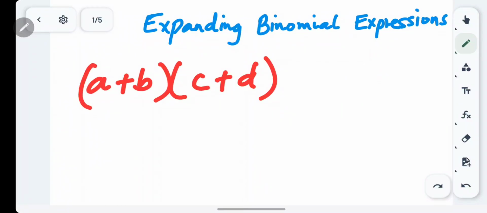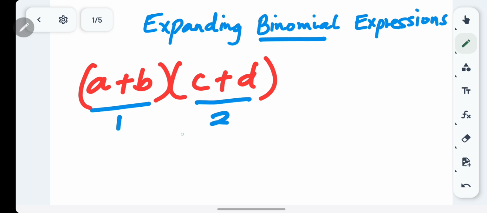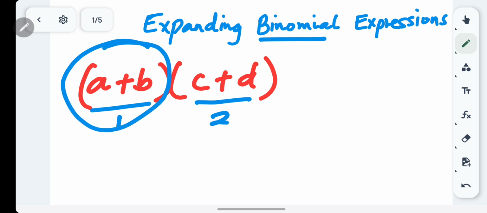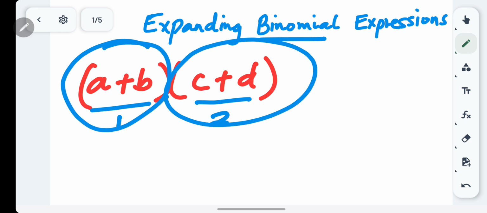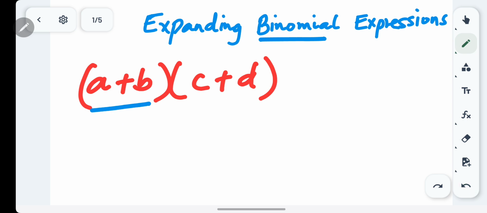In this tutorial, we're going to look at how to expand this binomial expression. It is binomial because we have two terms. We have the first bracket and the second bracket. So what we see is that everything in the first bracket is multiplying everything in the second bracket. We have two ways to do this, which are basically almost the same.